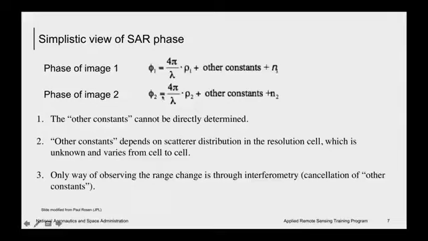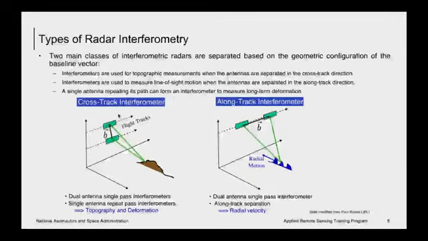And then we have the phase of image 2, and similarly times the actual range of image 2. The actual total of all these constants cannot be directly determined, but because they depend on the radar imaging geometry, by taking the difference, we can subtract out almost all of these constants and get a phase difference, which is the difference in phase between image 1 and image 2.